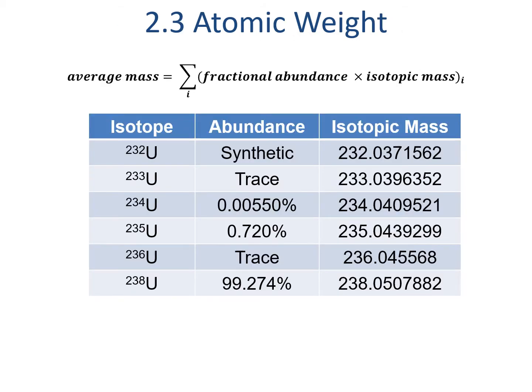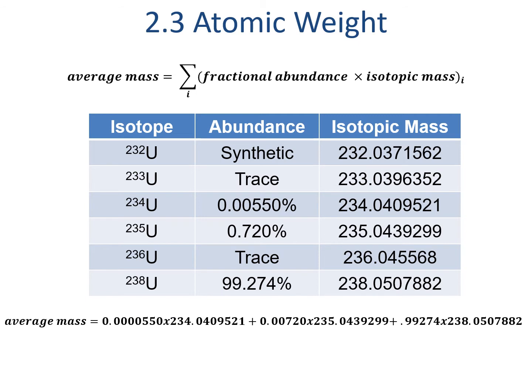Atomic weight is the weighted average of all the naturally occurring isotopes of an element. It is relatively easily calculated if the masses of independent isotopes are known and their abundances are known. We essentially just take every percent as a decimal value, meaning 99.274% is 0.99274, and then multiply it by the isotope mass, and then add them all up. The calculation looks like this for uranium.